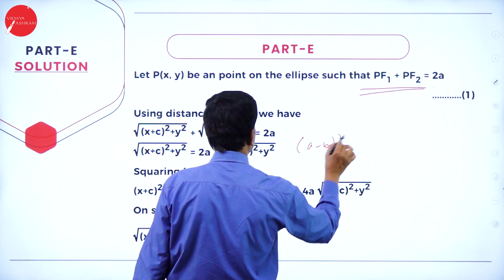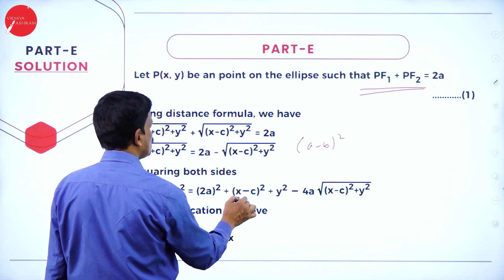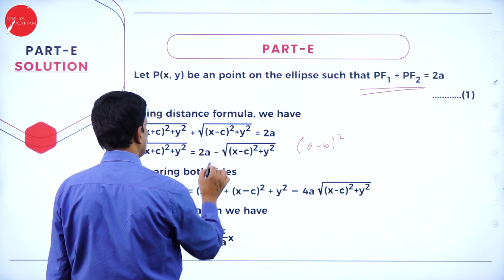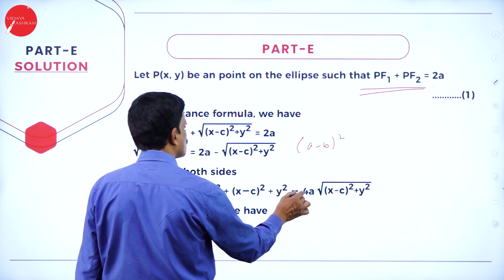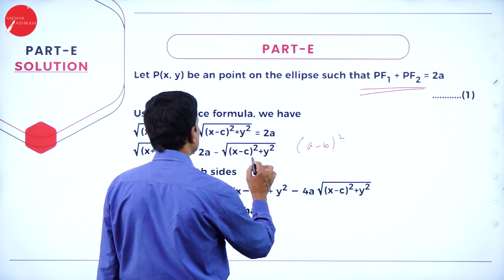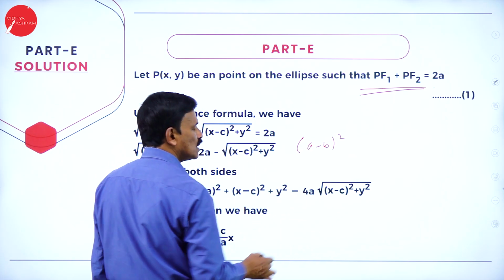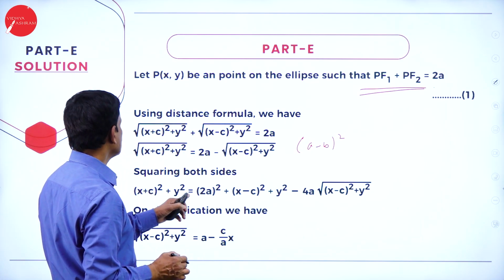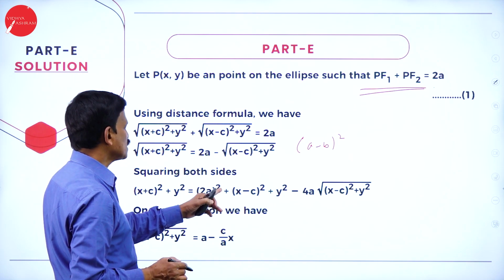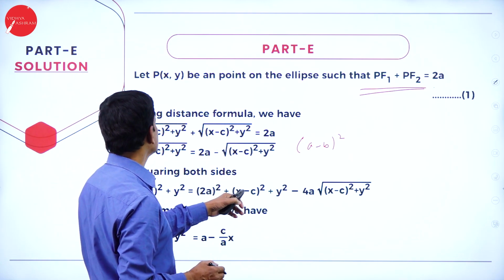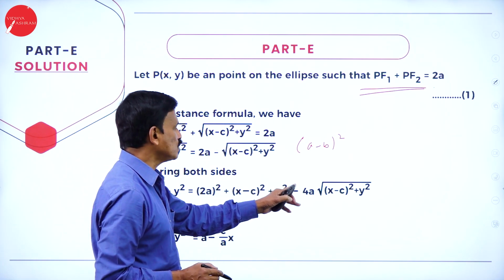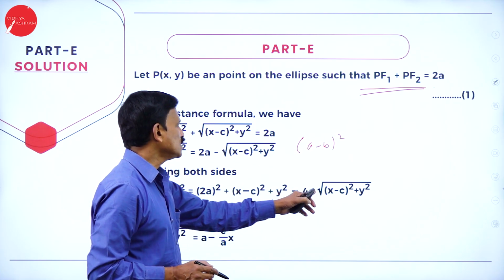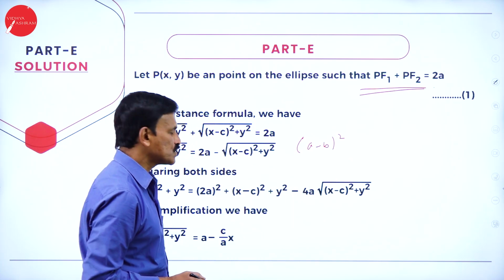(a − b)² = a² + b² − 2ab. So a² + b² − 2·2·2a·√((x − c)² + y²) gives 4a√((x − c)² + y²), plus (x − c)² + y². So (x + c)² + y² = (2a)² + b², the square root gets cancelled: (x − c)² + y² − 2ab, 2 into 2 is 4a√((x − c)² + y²).